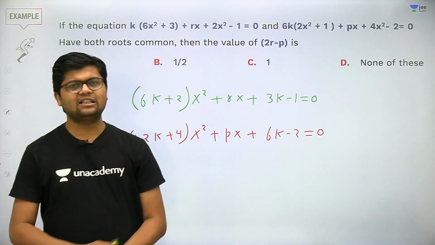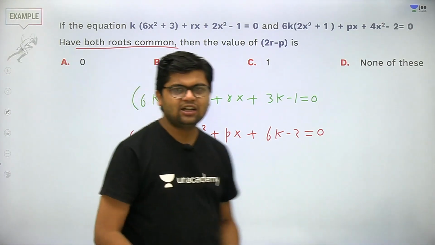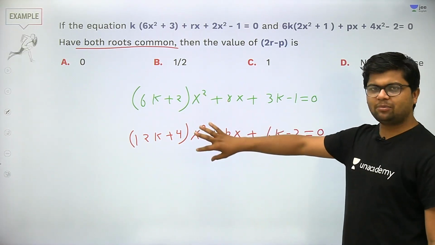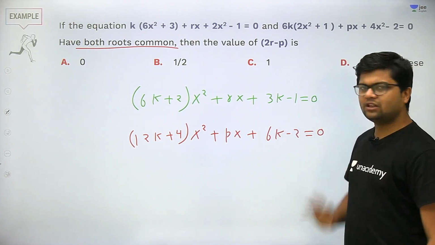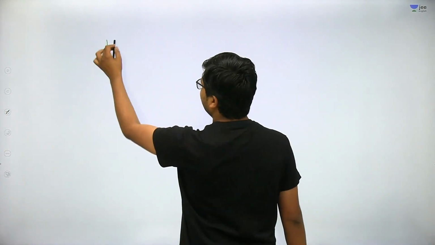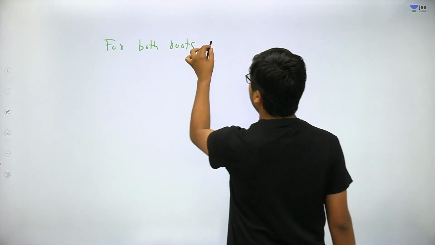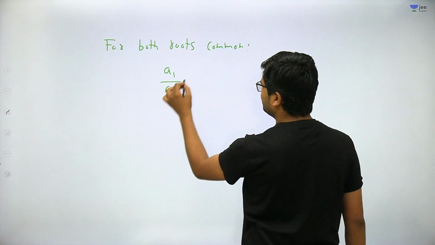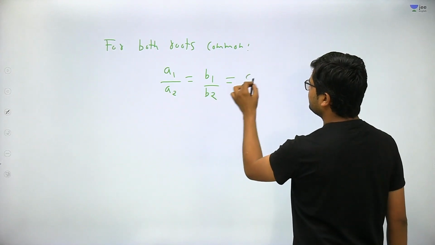Now the question says that these two equations have both roots common. There is a very simple condition: if two quadratic equations have both roots common, then a1 upon a2 will be equal to b1 upon b2 will be equal to c1 upon c2. So apply that condition and you will get the answer very shortly. For both roots common, the condition is that a1 upon a2 should be equal to b1 upon b2, which is equal to c1 upon c2.